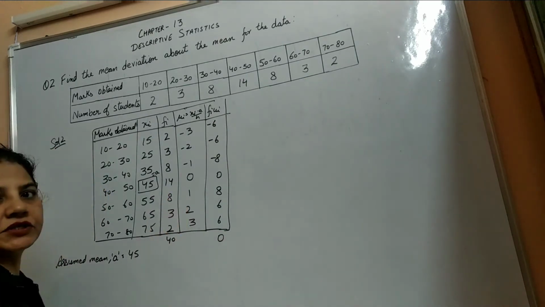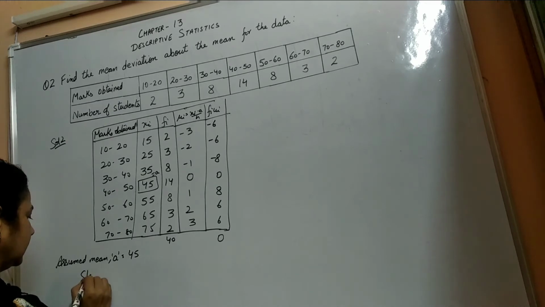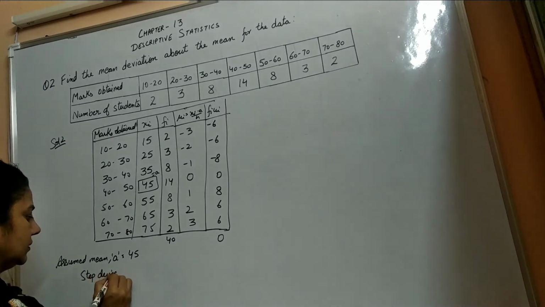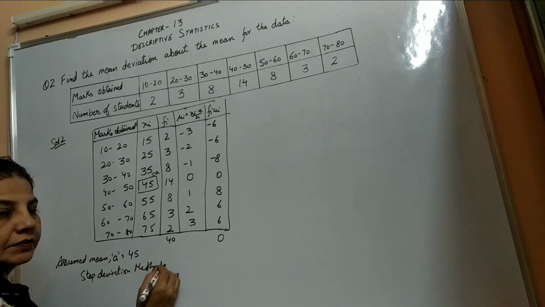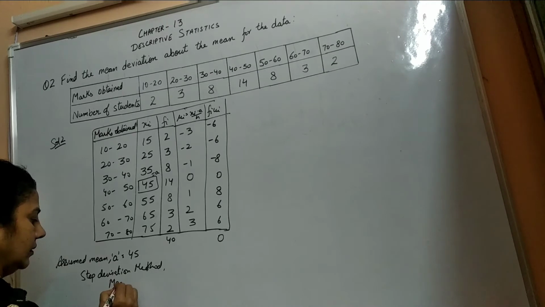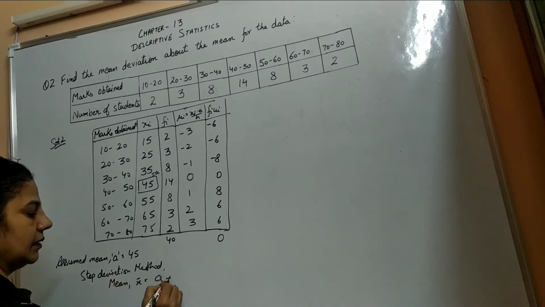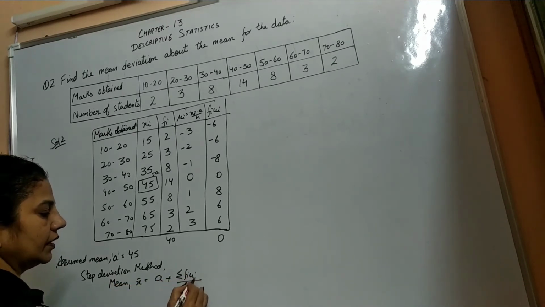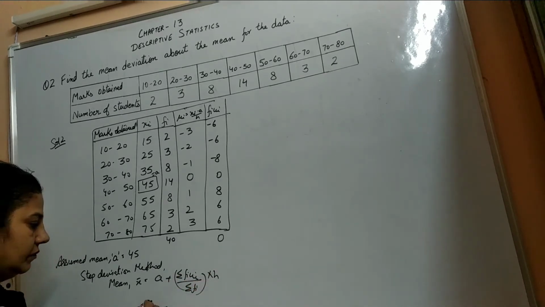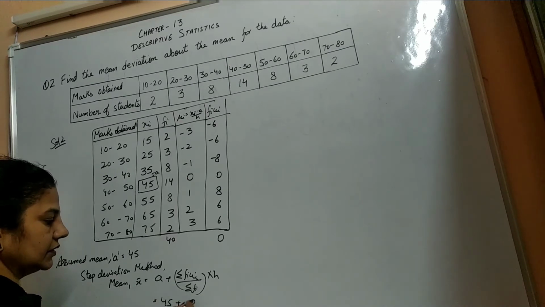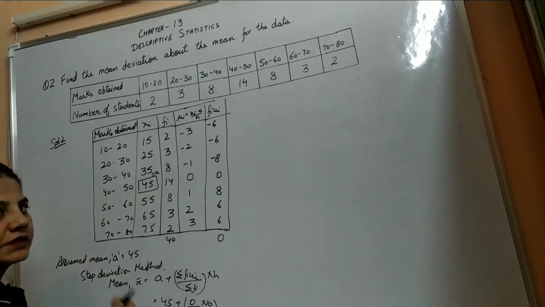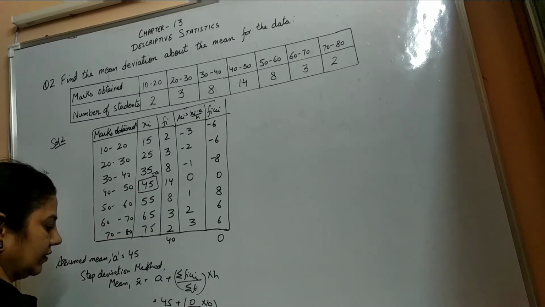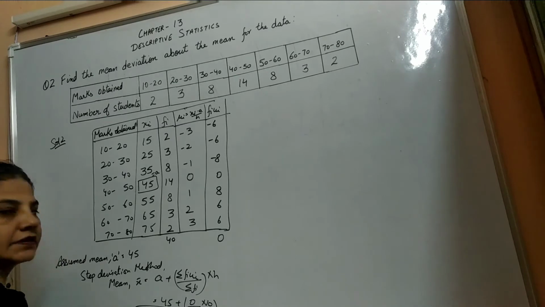This is the step deviation method. By the step deviation method, we have calculated the mean. Mean of the data is given as A plus sigma fi ui upon sigma fi into h, which is equal to 45 plus 0 upon 40 into 10, as the class width is 10. So we will get 45. Mean of this data is 45.